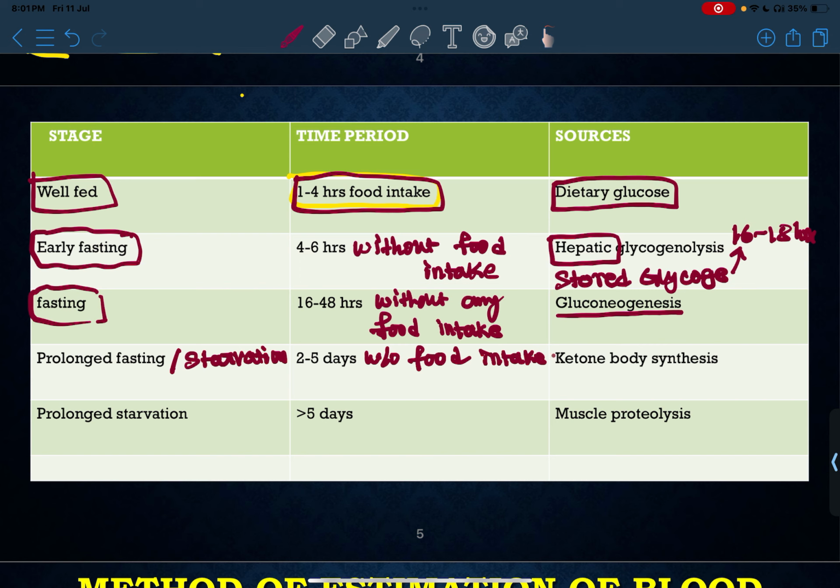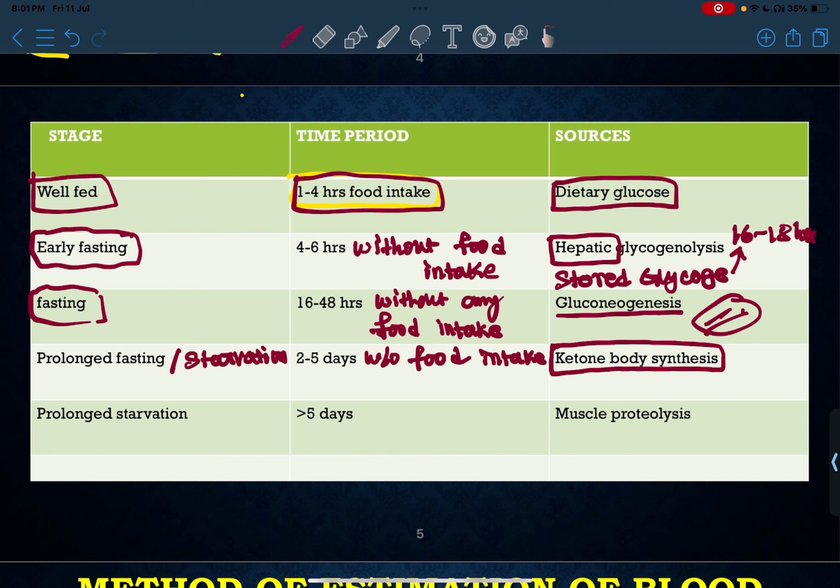Ketone body synthesis. Our stored fat is oxidized, which is called fatty acid oxidation, and ketone bodies are produced, which are the source of energy. Initially, with gluconeogenesis, there is a direct source of glucose that our body can use as a source of energy, but after that our body starts fat oxidation and muscle proteolysis. By this our body fulfills the energy requirement.